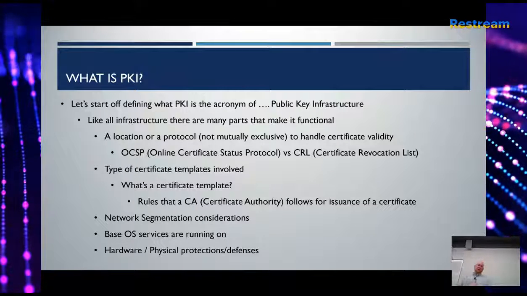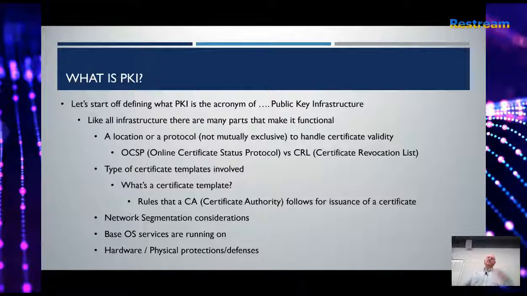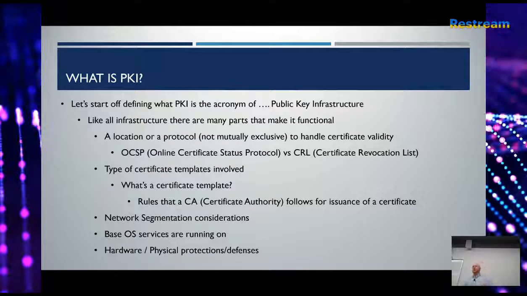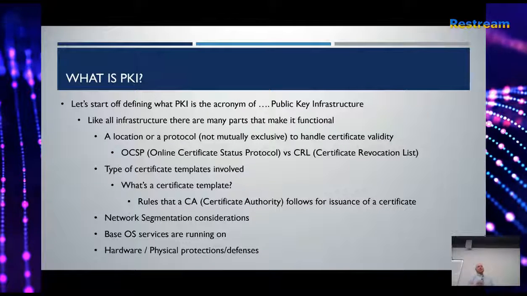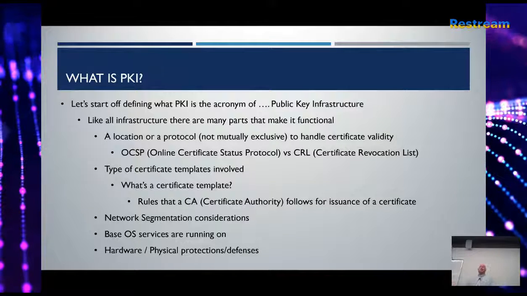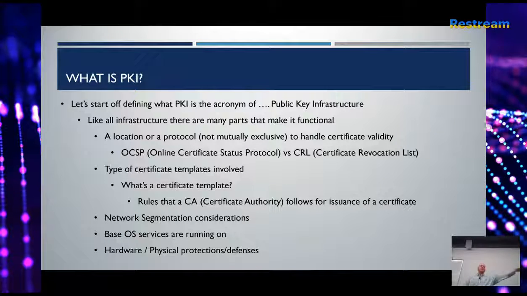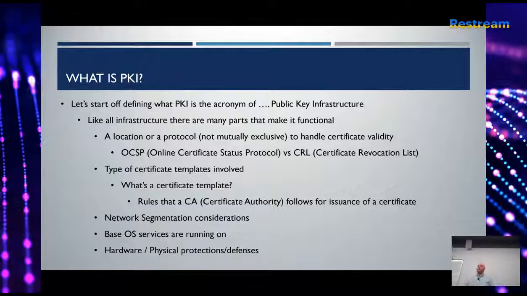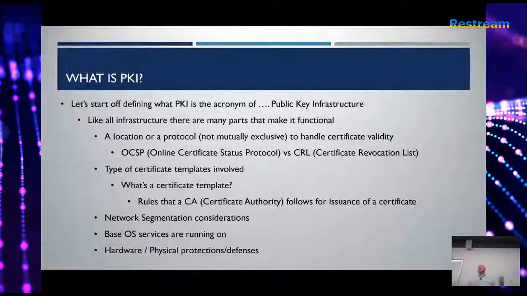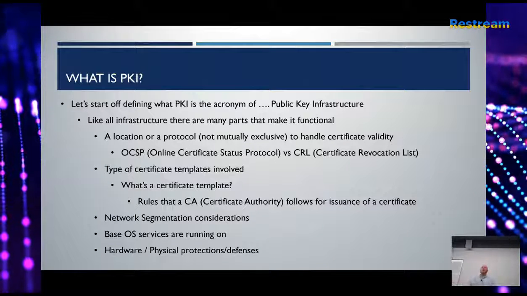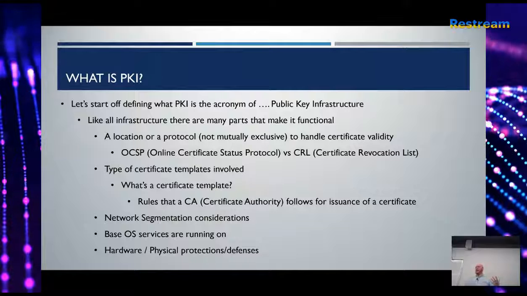Rules that a CA, certificate authority, follows for issuance of a certificate. That's the easiest definition of a template. Network segmentation considerations, what I'm saying there is we want to be mindful of where we expose these certificate authorities. It doesn't do me a whole lot of good, nor is it advisable to publish this thing out on the public internet, right? Because everybody and their brother can come after it. At that point, there's not enough protection mechanisms that warrant deploying to that location. So we want to be mindful of where we deploy this thing.